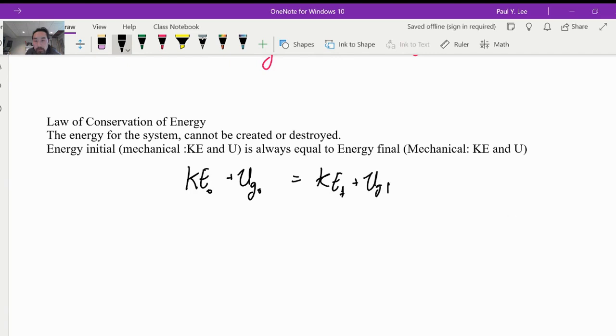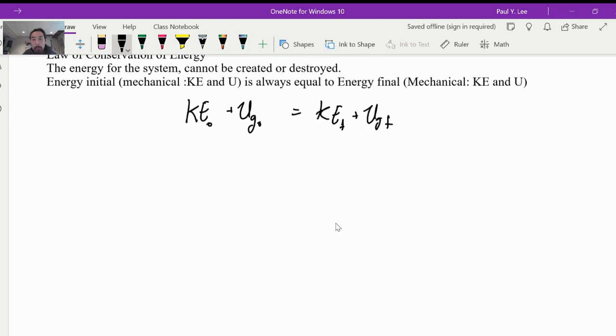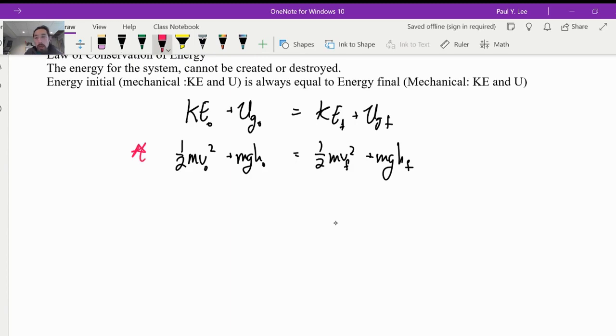And so right here actually comes up with our formula. So we can write that the initial kinetic energy, so KE initial plus Ug initial is equal to KE final plus Ug final, right? And if I want to be even more specific, we can write this as 1/2 mv initial squared plus mgh initial is equal to 1/2 mv final squared plus mgh final. Okay, so this is going to be the formula that we're going to be using for a couple of days, okay, until we change it up again.